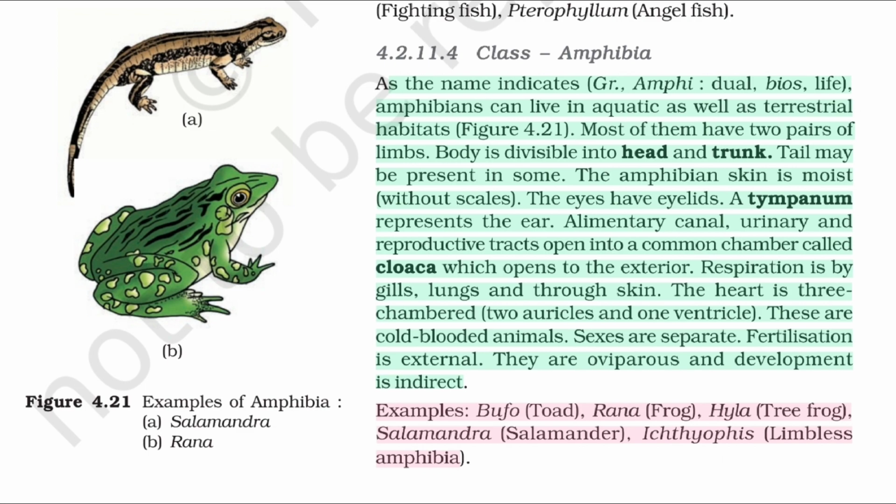Alimentary canal, urinary, and reproductive tracts open into a common chamber called cloaca which opens to the exterior. Respiration is by gills, lungs and through skin. The heart is 3-chambered, 2 auricles and 1 ventricle. These are cold-blooded animals. Sexes are separate. Fertilization is external. They are oviparous and development is indirect. Examples: Bufo, toad; Rana, frog; Hyla, tree frog; Salamandra, salamander; Ichthyophis, limbless amphibia.